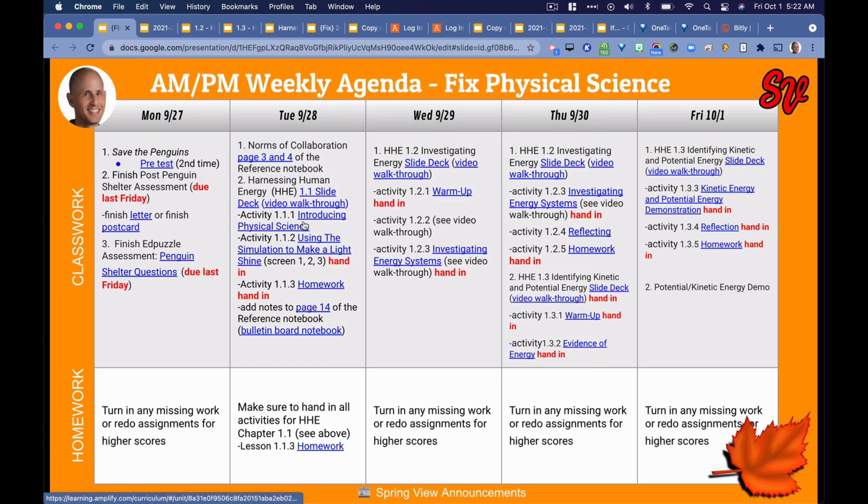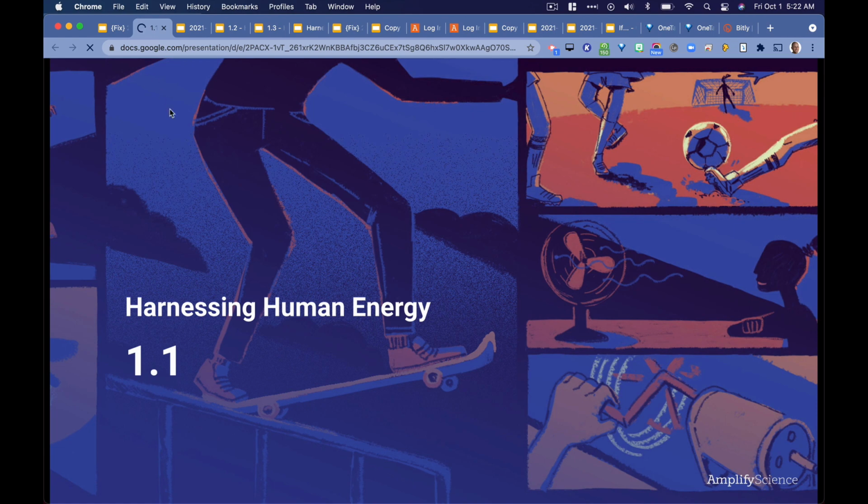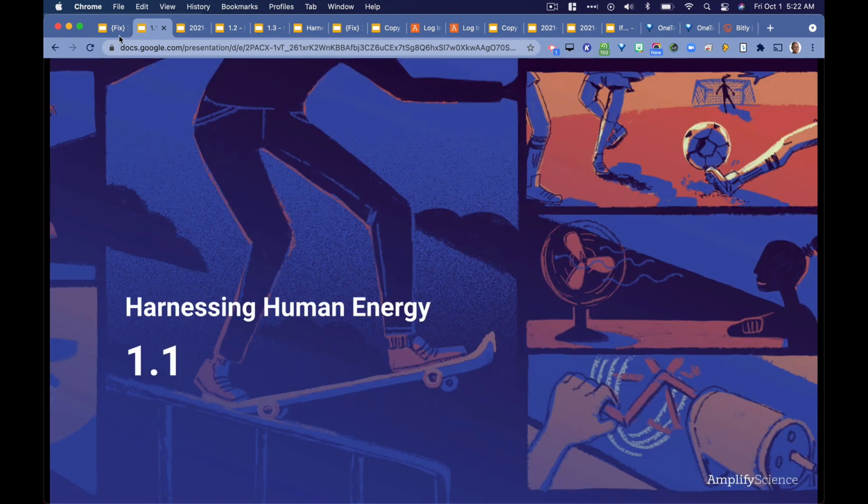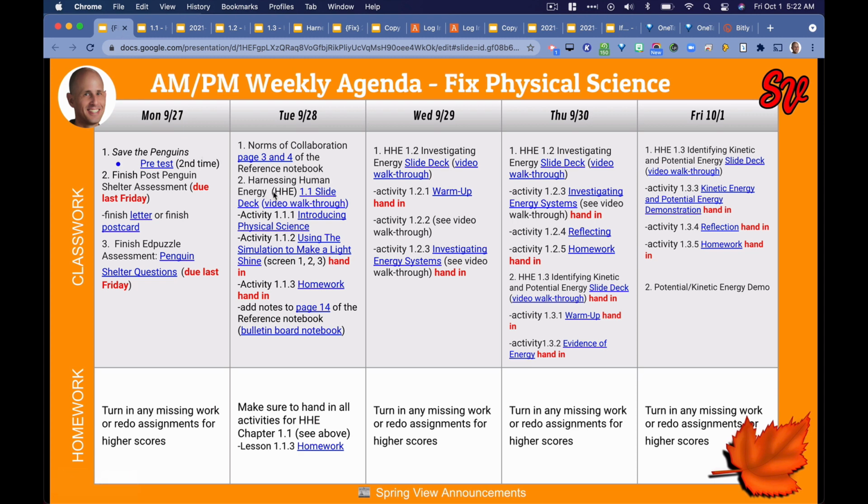We then started our Harnessing Human Energy unit. We first started off with a slide deck. This walks through all the lessons or the activities of that lesson. And I highly recommend that students who are absent from class that day go through the video walkthrough. The video walkthrough gives a lot of context as to what happens in that lesson.